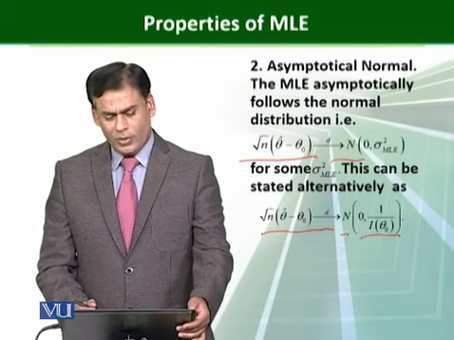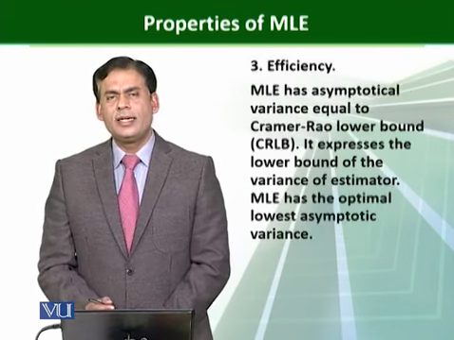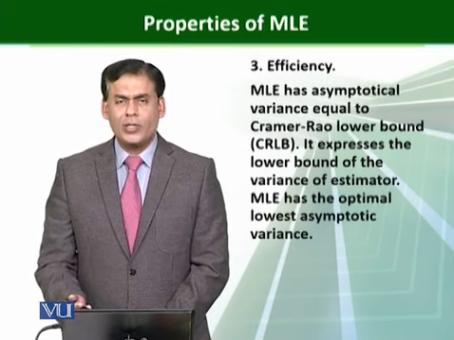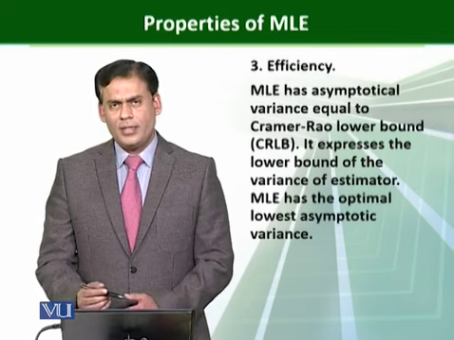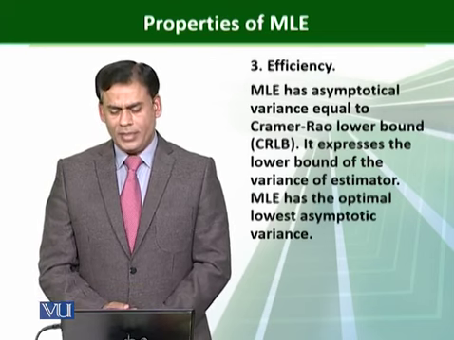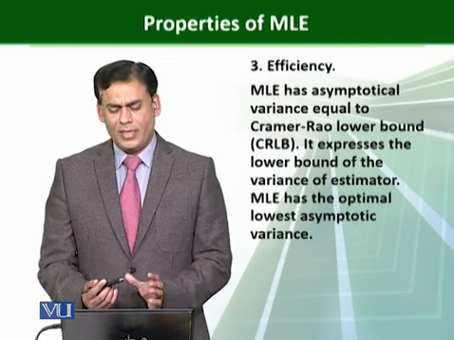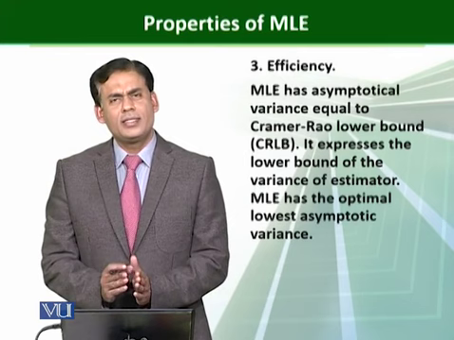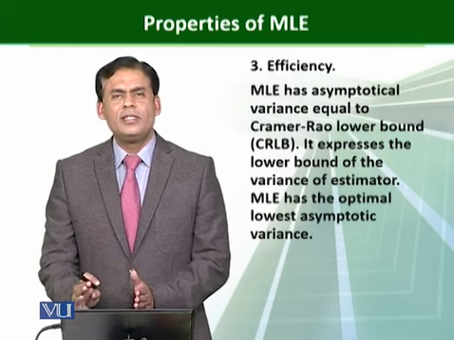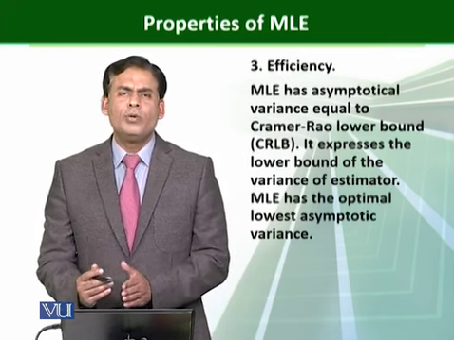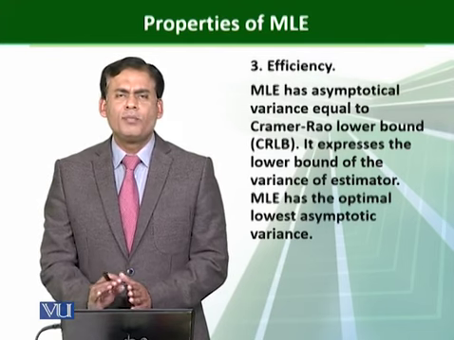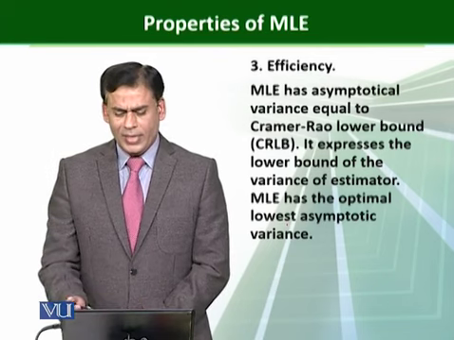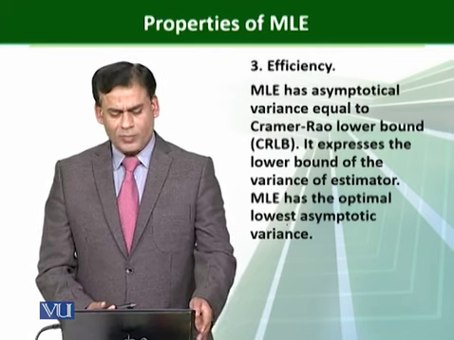After this, another important property is efficiency. The MLE has asymptotic variance equal to the Cramer-Rao bound. Later on we will also study the Cramer-Rao inequality. Basically, here it is enough to say that it expresses the lower bound of the variance of an estimator, that is, we cannot get a variance value below this. It provides the minimum value of variance, below which it is not possible. The MLE has the optimal lowest asymptotic variance.